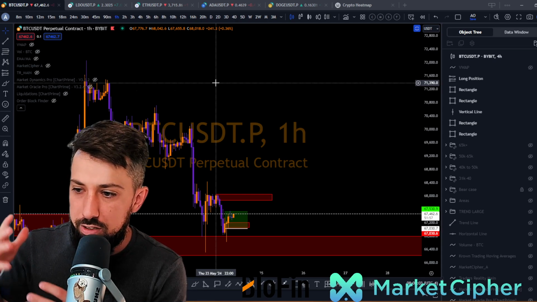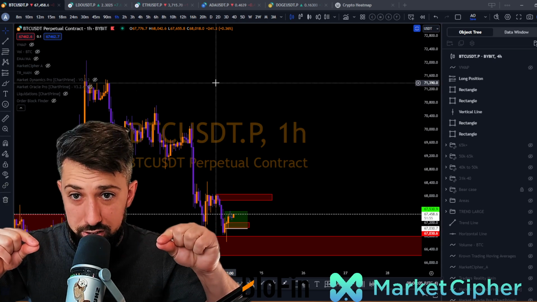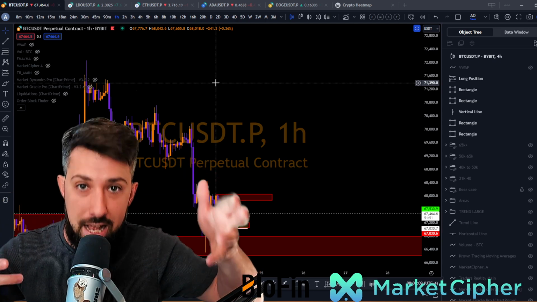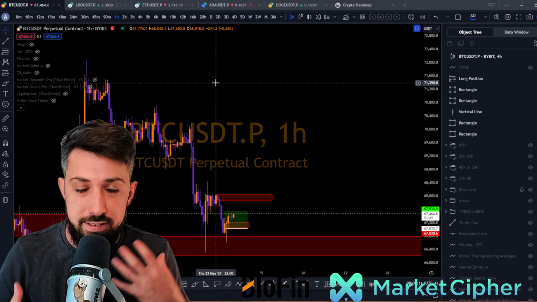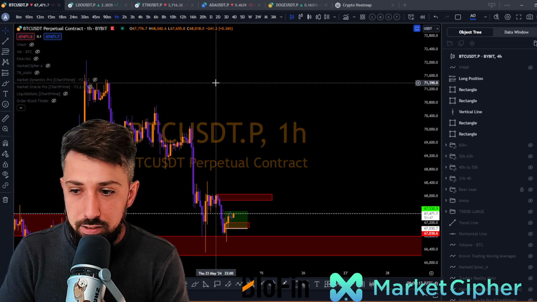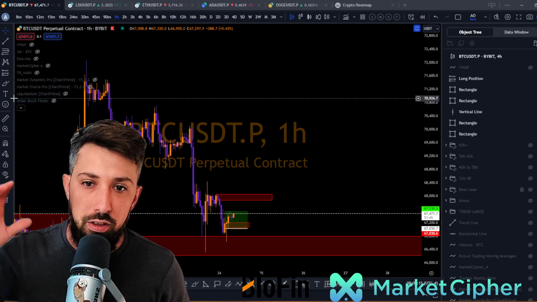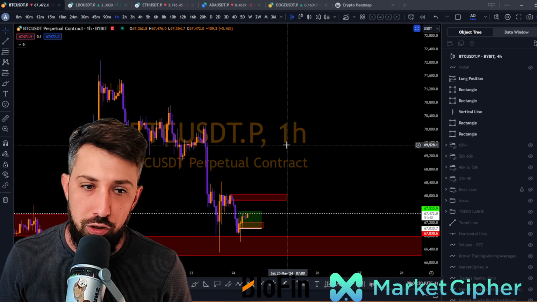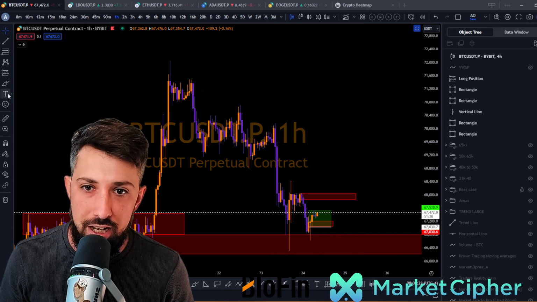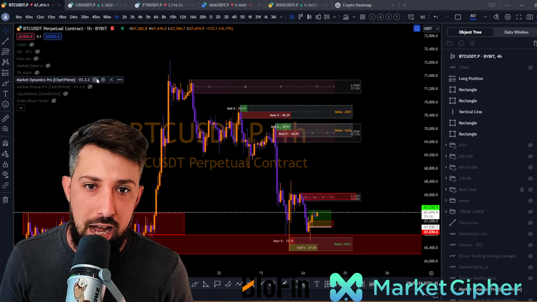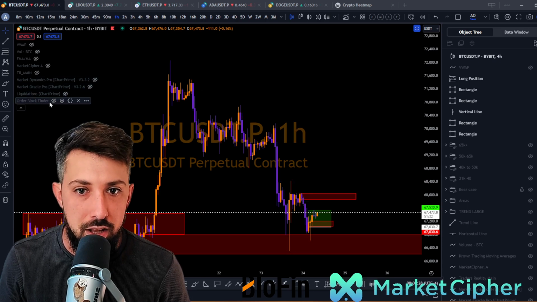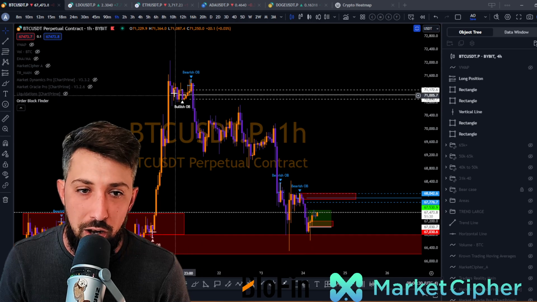So order blocks help traders set precise entry points, right? And exit points, as well as stop losses and take profits, right? Enhancing your risk management, enhancing your decision-making, giving you a bit of clarity when trading, okay? So I believe order blocks are a very critical part of any trading strategy. So add them to that strategy. Look for these order blocks to continue to help you.